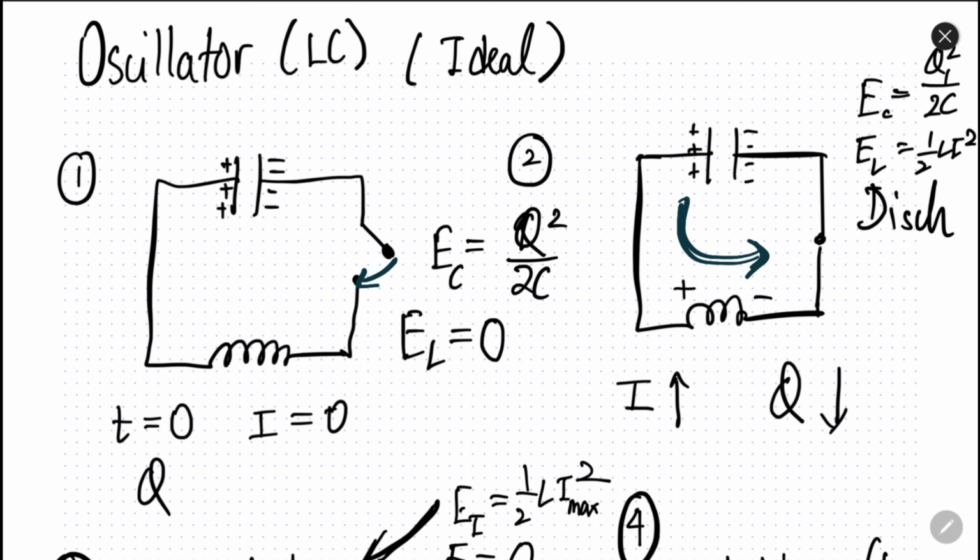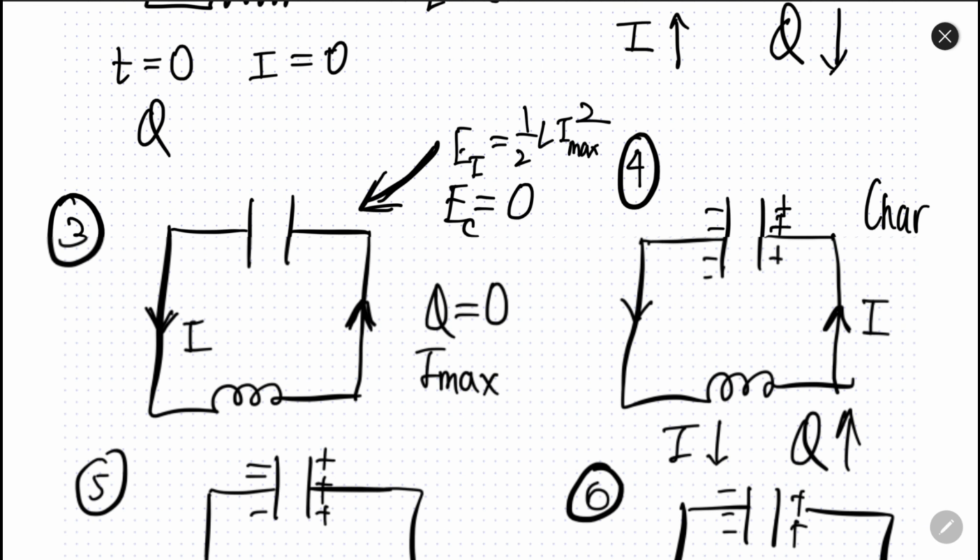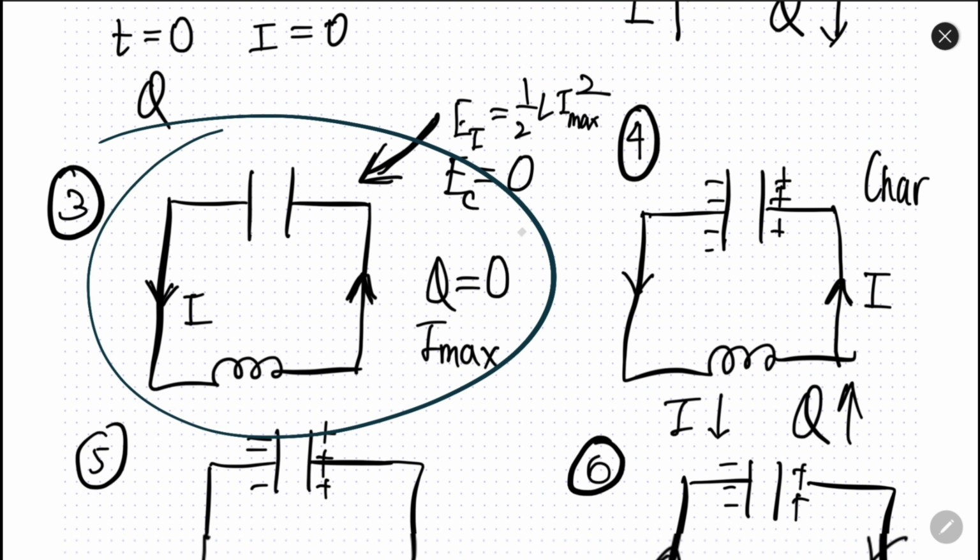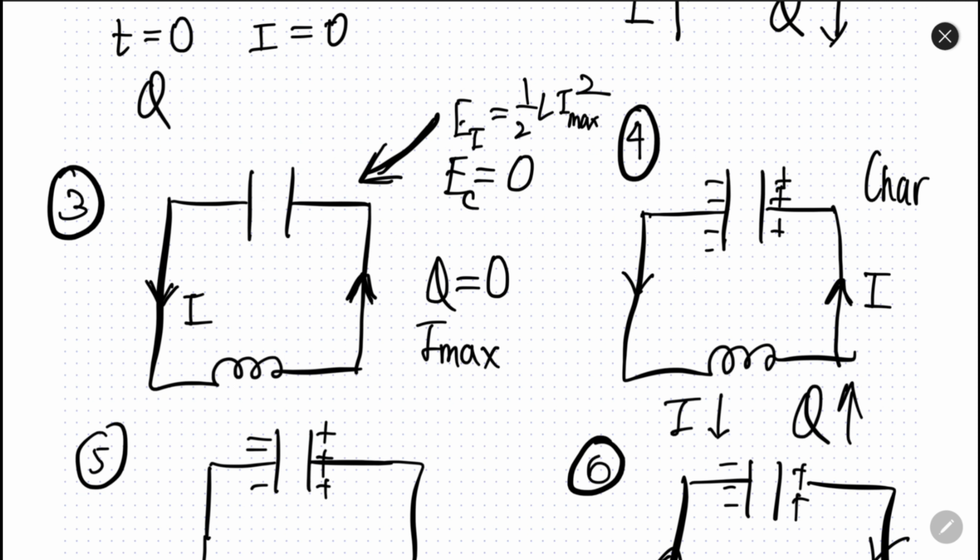So gradually the current will increase. As current increases, the charge in the capacitor will keep on decreasing. So in this second situation, some energy is in the capacitor and some energy is in the inductor, Li square by 2. This is the discharging process. Now in the third situation, the capacitor has completely discharged, so energy in the capacitor is 0 and the current has achieved its maximum value. So the inductor has the complete energy now, Li square by 2.